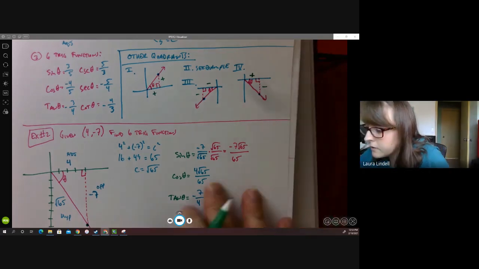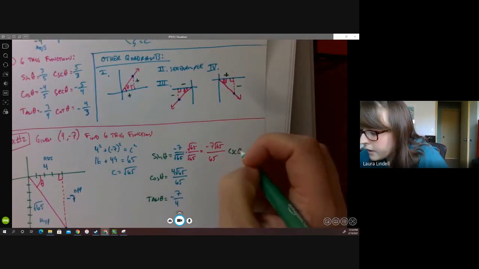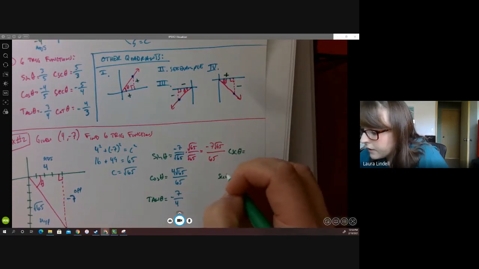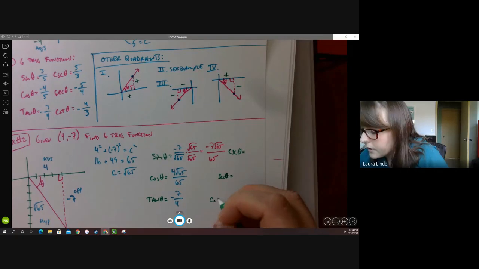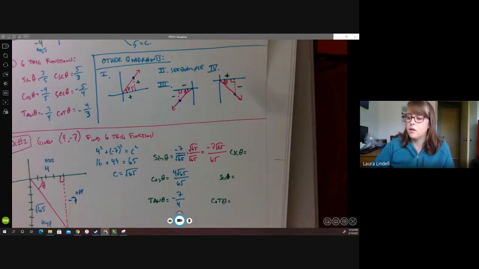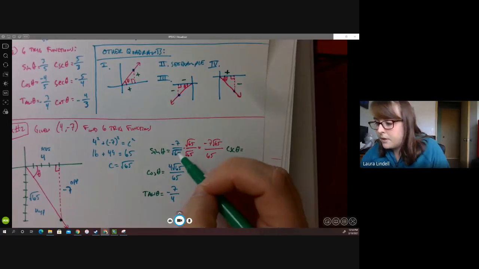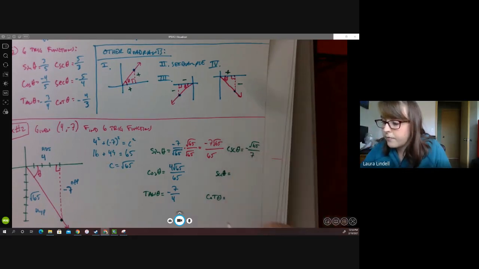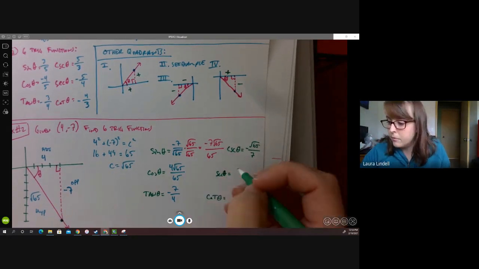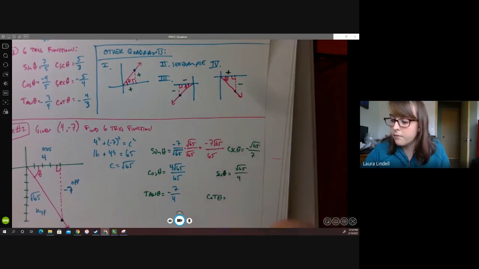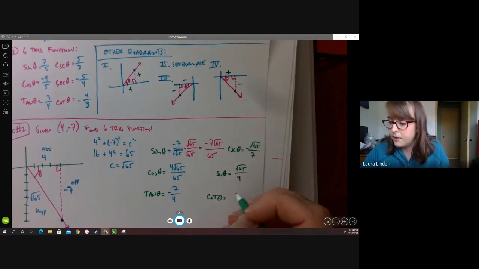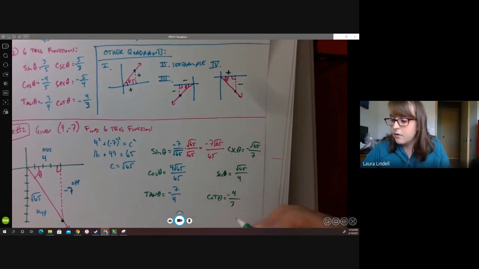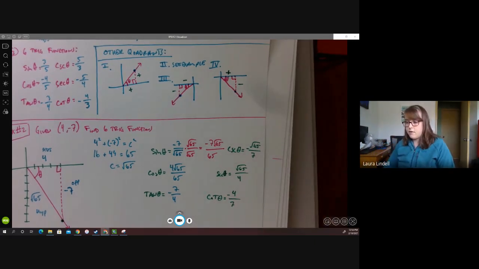So we're going to do cosecant theta, secant theta, cotangent theta. So cosecant would just be root 65 over -7. Secant would then just be root 65 over 4. And cotangent would be -4/7. Okay, so that's another one.